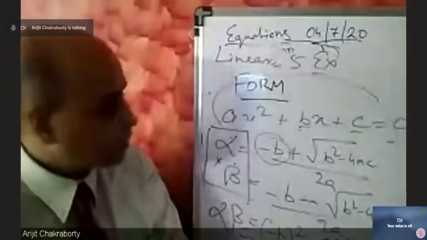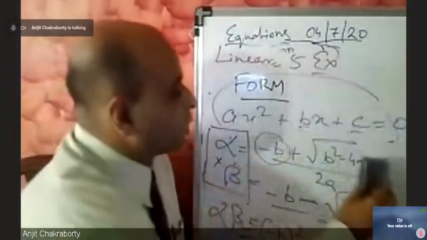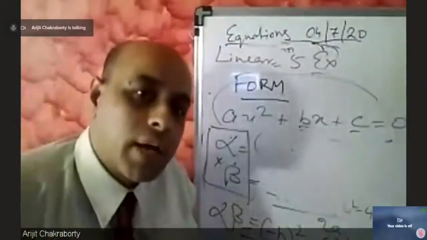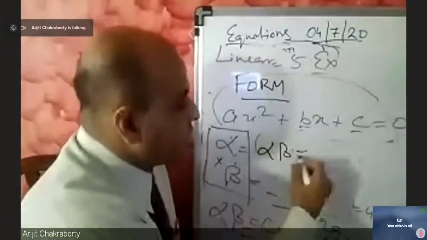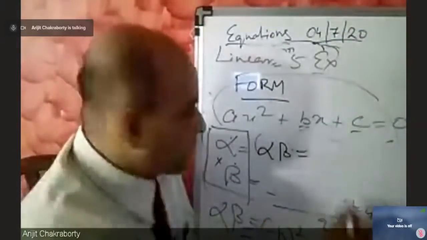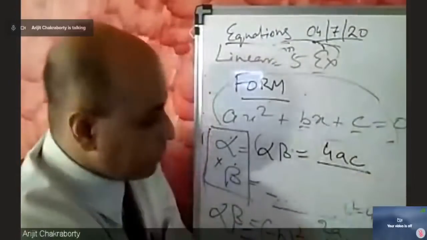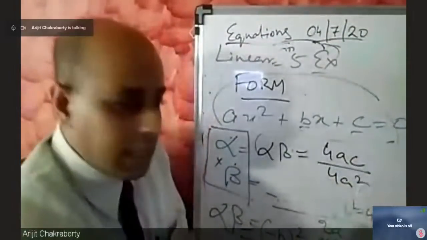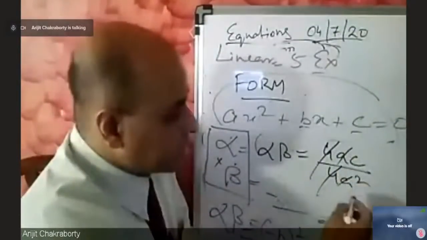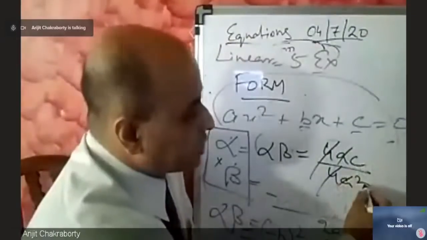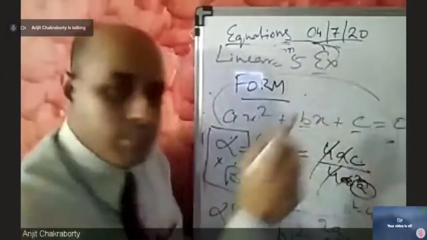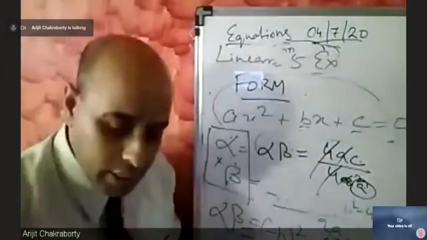So dear friends, what is going to happen? The relation becomes this: alpha beta, alpha multiplied by beta, is equal to, you can see in the top part, in the numerator we have 4ac, and in the denominator we have 4a square. So assuming a is not equal to 0, we are removing this. So we are having c over 4a square. So a remains. So we are having c by a. So alpha beta equal to c by a.